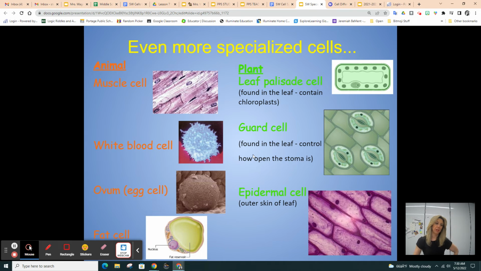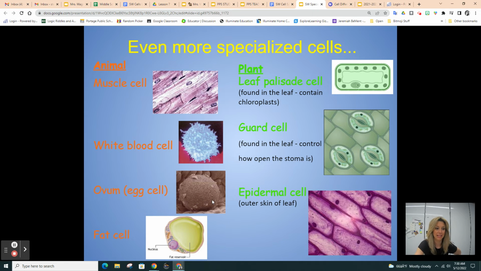And even more specialized cells are muscle cells, white blood cells, and the ovum, which is the egg cell. So to talk about the sperm cell, this is the egg cell, and a fat cell. The fat cell has a fat reservoir and a nucleus. Interesting about a fat cell: it has the ability to get bigger because it's storing energy.